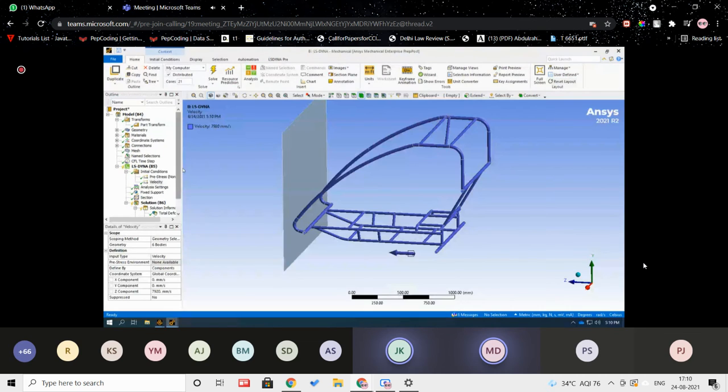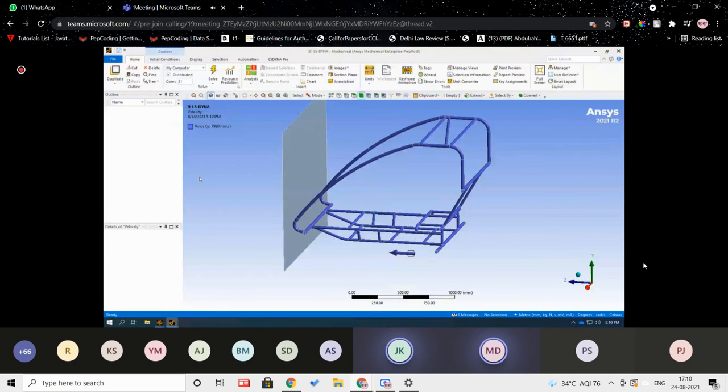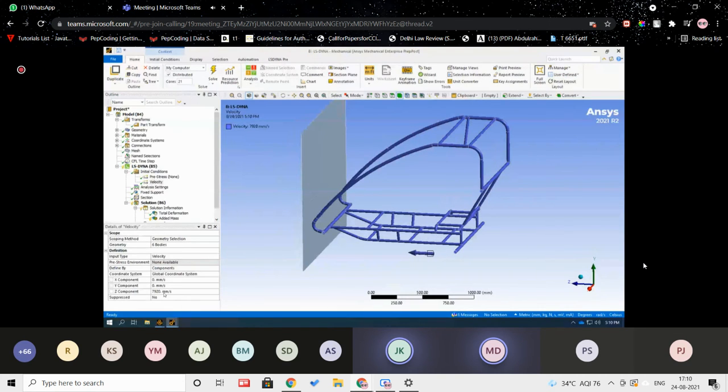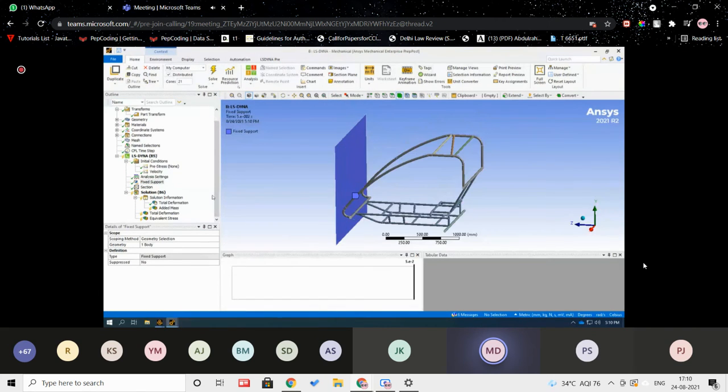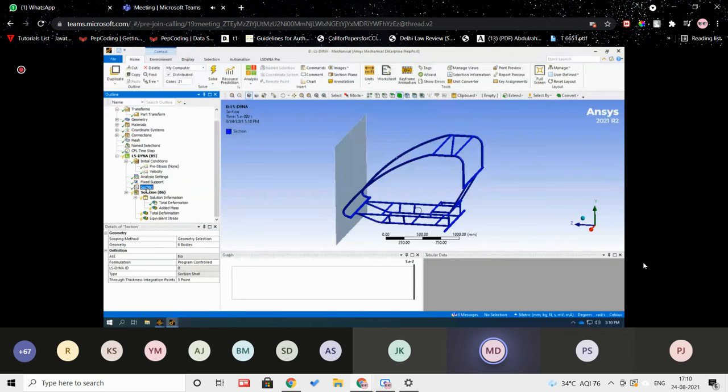Yeah, thanks. So basically here in the velocity, you can put whatever unit system you are following. If it is in kg, then you have to put it in seconds or maybe milliseconds, whatever unit system you are following. After giving the velocity, as I have explained, you have to put the boundary conditions, fixed support for the window, and here you have to define the section.